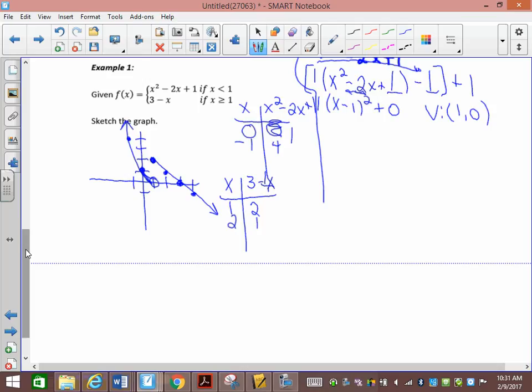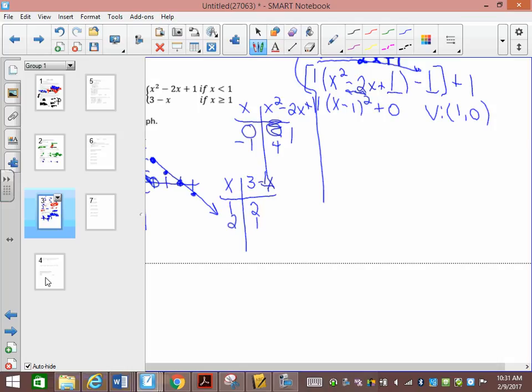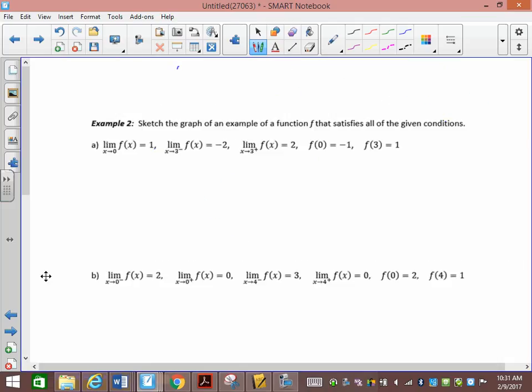So the key thing when drawing piecewise functions is always find the value that these are for each function first, because that's where it's going to come up to. And then find values on the left of it and on the right of it to find the rest. So this is where it gets a little complicated.